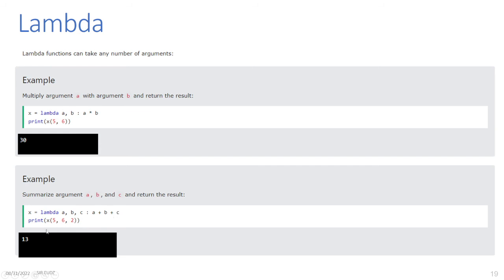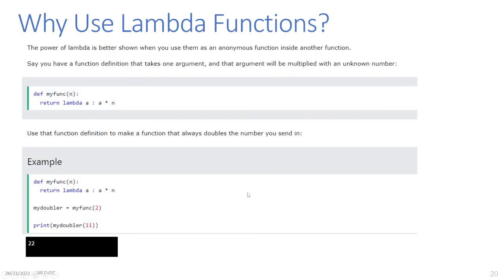So we have 3 arguments here now. So we have 5 will be A, 6 for B, 2 for C. So this will just add the 3 values. So the result will be 13. So why use lambda functions? The power of lambda is better shown when you use them as an anonymous function inside another function. Say you have a function definition that takes one argument and that argument will be multiplied with an unknown number.